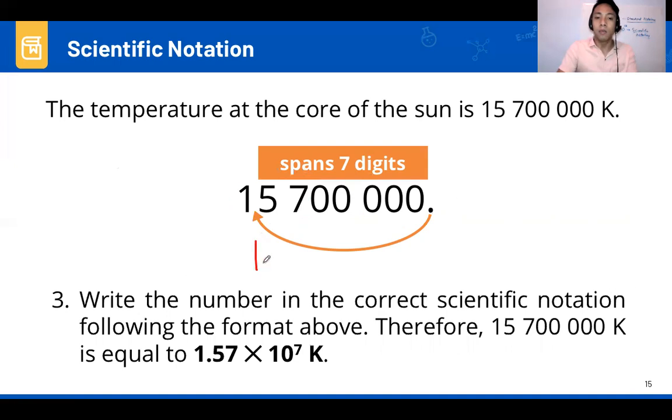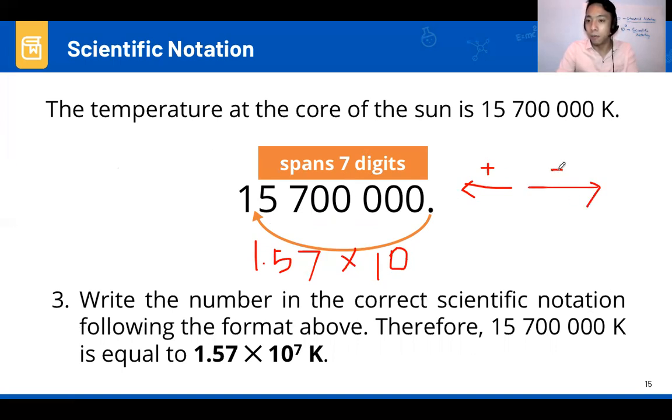Since our n is 1.57, we will follow the formula, which is times, and then the constant 10. How about here? How can we find out if the exponent here is positive or negative? If we move to the left, our exponent is positive. If we move to the right, our exponent is negative. So this is the condition for A, or the exponent. We moved here left. So that means this 7 will become positive 7.